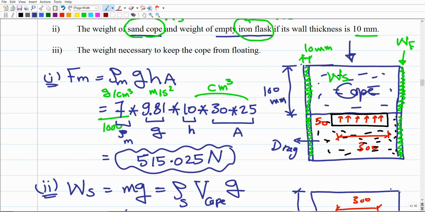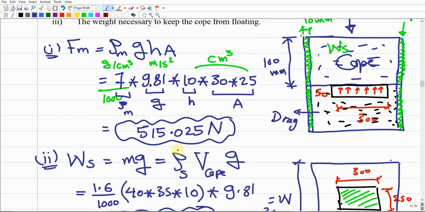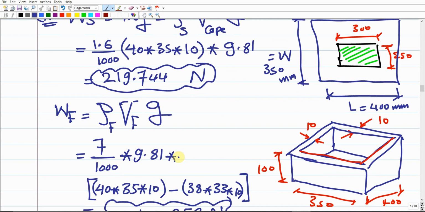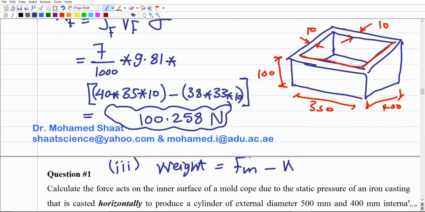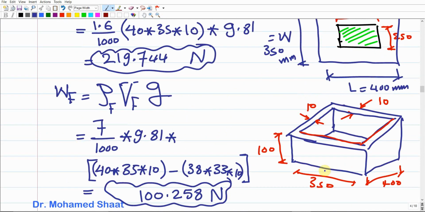But in case the weight of the cube is bigger than the buoyancy force, there is no need for weights. Okay, so the weight needed should be the difference between the weight of the cube and the buoyancy force. So simply we can write here, this is the third requirement. The weights should be the buoyancy force negative these two weights, which is the weight of the sand negative the weight of the flask. So simply this is going to give us how much?